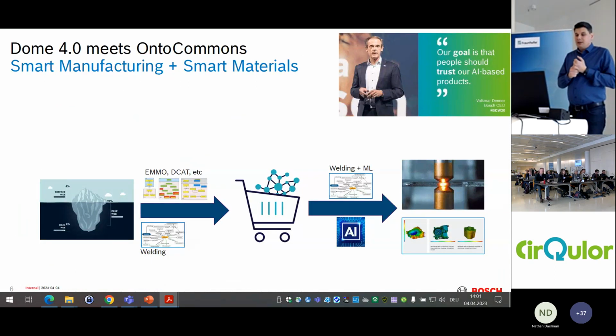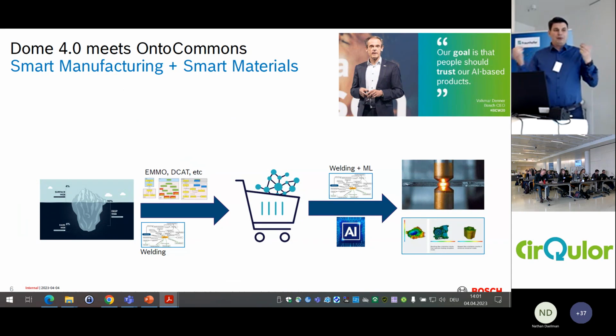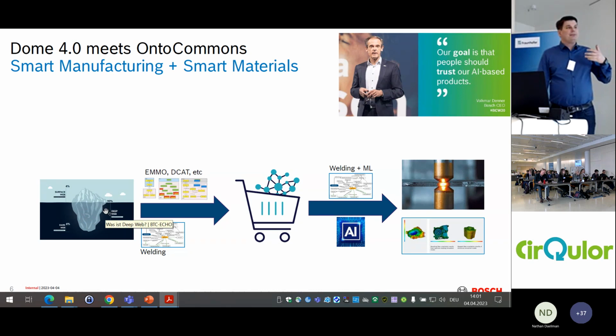The way that OntoCommons and DOME are connected inside BOSCH can be seen in this workflow. So the data that we possess, the manufacturing data, is described and becomes available through the standardized vocabularies, ontologies, which we develop in OntoCommons, and also becomes discoverable through the ontologies developed through DOME, which are harmonized.